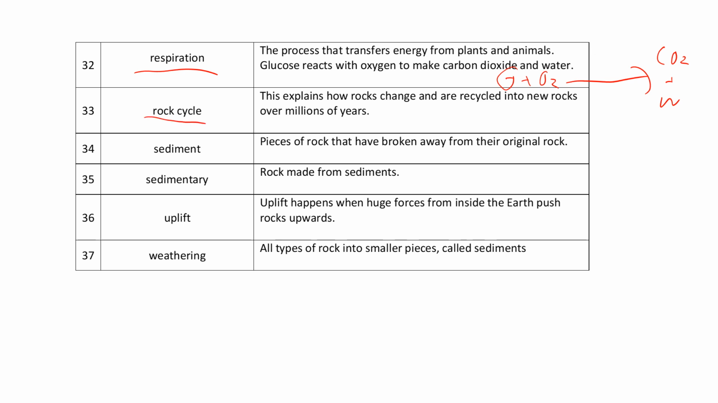It must be quite slow. Pieces of rock that are broken away from the original rock, sediments. Rocks made from the sediments, sedimentary. Uplift happens when huge forces from inside the Earth push rocks upwards. Okay, so like mountains are getting created because rocks are getting pushed up. Uplift. All types of rock broken into smaller pieces called sediments. That is then the general process of weathering.